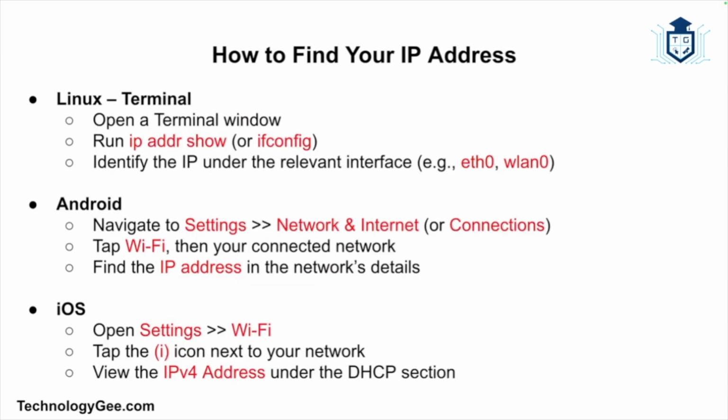If you're on a Linux device, you want to use terminal. So open that up, type ifconfig, or you can type the command ip addr show and then hit enter. And your IP address will be listed under the network interface that you were using.